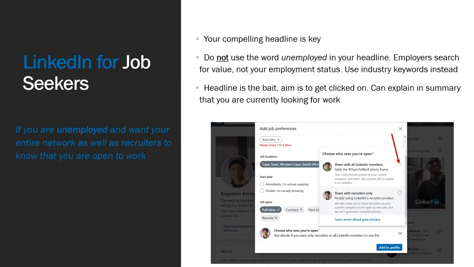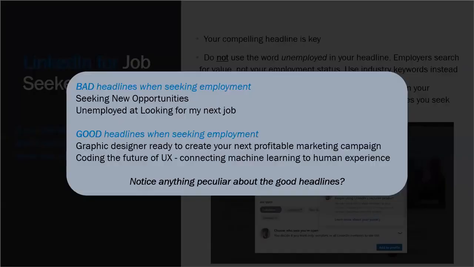In this case, your compelling headline really is key. I want to stress, and I have not underlined anything in this entire slide deck except for this: do not use the word unemployed in your headline. Employers are not looking for your employment status. They're looking for value. So rather use industry keywords. Your headline is the bait. The aim is to get clicked on, and then you can always explain in the summary that you're looking for work. Not a long-winded explanation, just a one-liner.